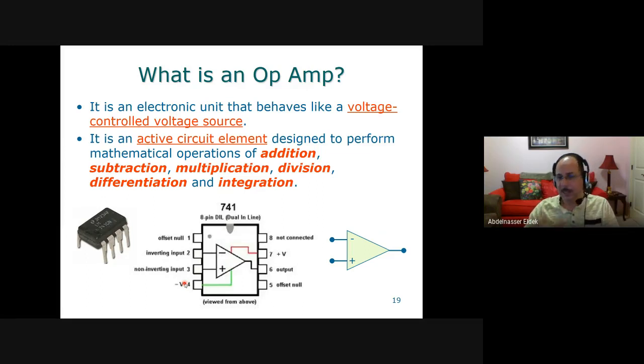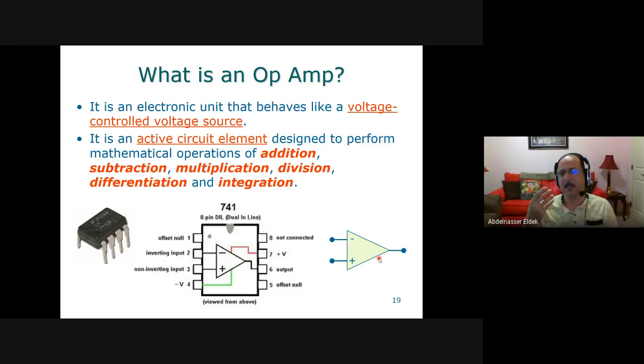Okay, but when you have problems, usually we do not draw this red and this green. We just draw this part here. So we assume that it is already connected to positive and negative DC voltage.